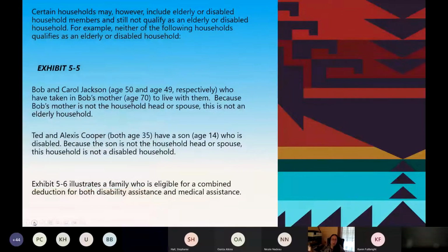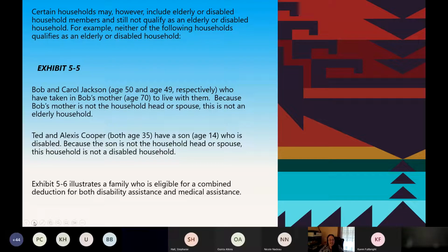Certain households may, however, include elderly and disabled household members and still not qualify as elderly or disabled households. For example, neither of the following households qualify as an elderly or disabled household. Bob and Carol are 50 and 49 respectively, who have taken Bob's mother, age 70, in to live with them. Because Bob's mother is not the household head, co-head, or spouse, this is not an elderly household.